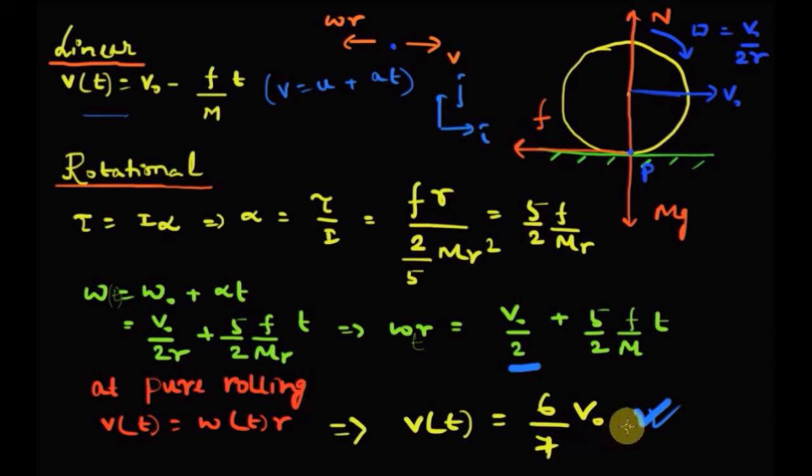Okay, so when pure rolling will start, Vt will be equal to 6 by 7 V naught, and this is the same result which we got in our last video where we solved this problem using the principle of conservation of angular momentum. So we have solved this problem using two approaches. I hope that rotational mechanics would now be much more clearer to you.